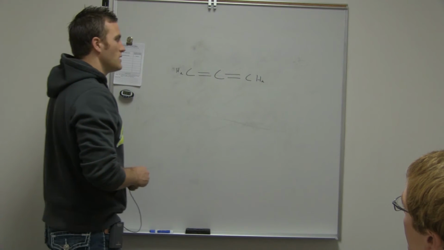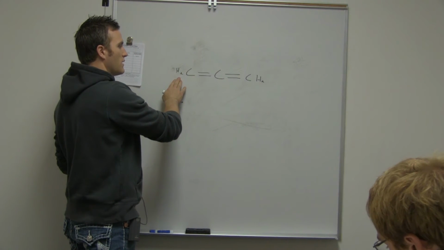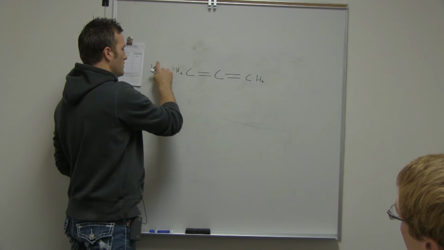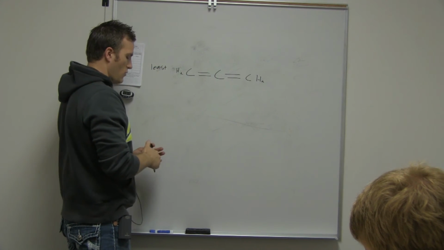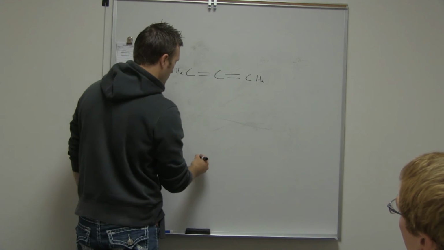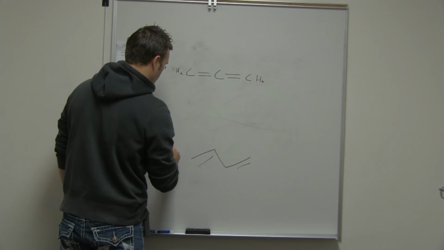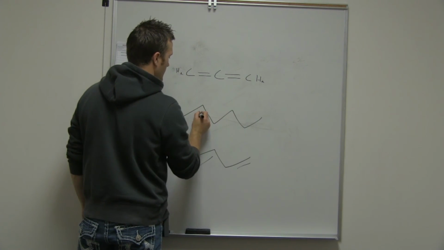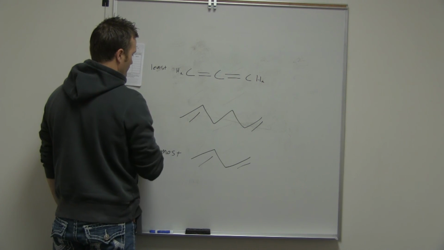So if we were going to rank them, we would say that cumulated is least stable. Which one do you think is the most stable? The conjugated. Conjugated, good. So most stable. And then isolated is in the middle. Okay.